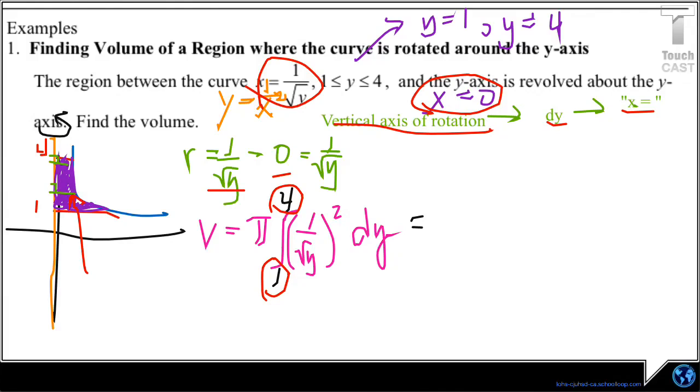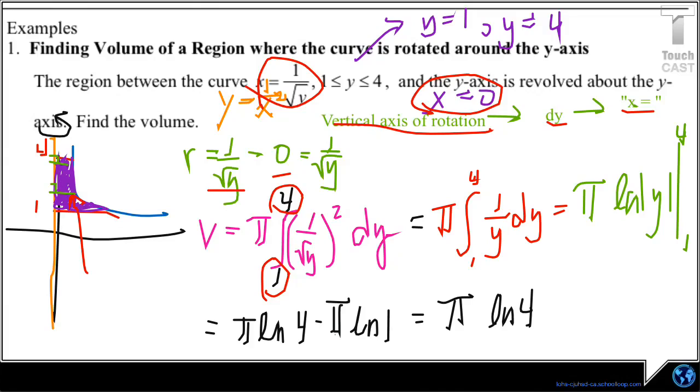So now when I integrate, remember we're doing pi radius squared, I get natural log of 4, since natural log of 1, of course, equals 0.